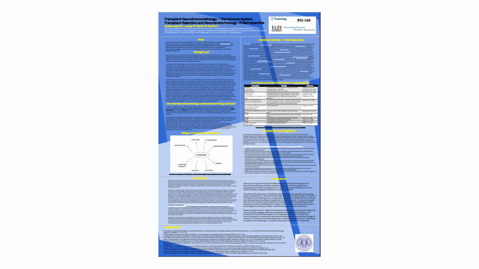Based on Selye's work in 1936 and the general adaptation syndrome, and stage 2, where the body engages in defensive countermeasures against the stressor, it is proposed that chemokines appear to be integral players in this complex and dynamic process. A combination of neuroimmunobiology and neuroendocrinology in the context of transplant immunobiology from a laboratory perspective is needed to understand transplant immunobiology in the context of stress. And Selye's work is important.